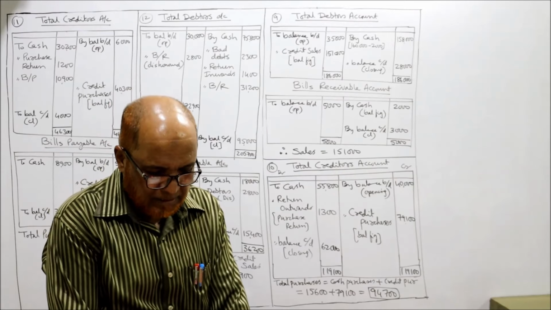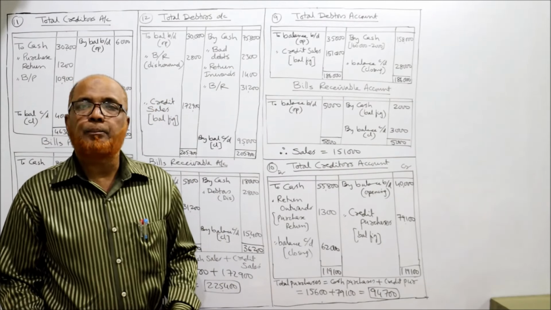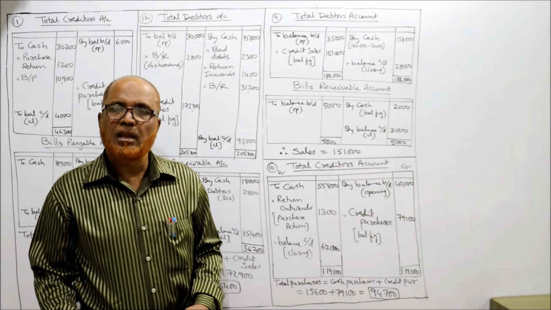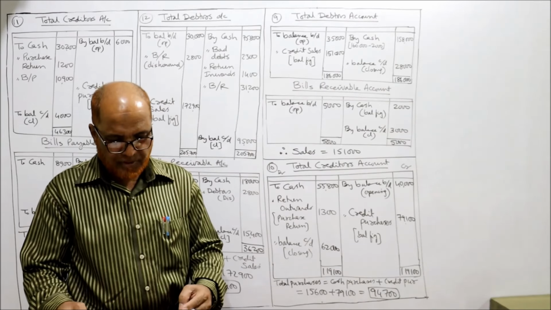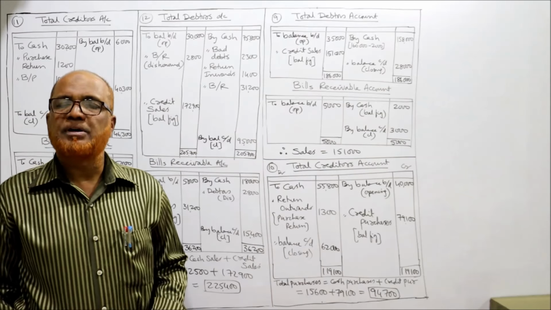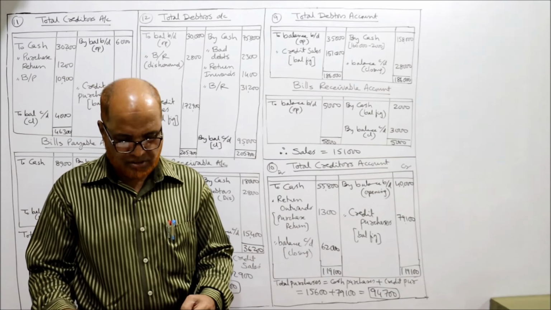Now you see problem number 10. From the following information, you are required to calculate total purchases. In the previous problem we calculated total sales. Now we have to calculate total purchases. When we say total purchases, it means cash purchases plus credit purchases. Add both together to get total purchases.